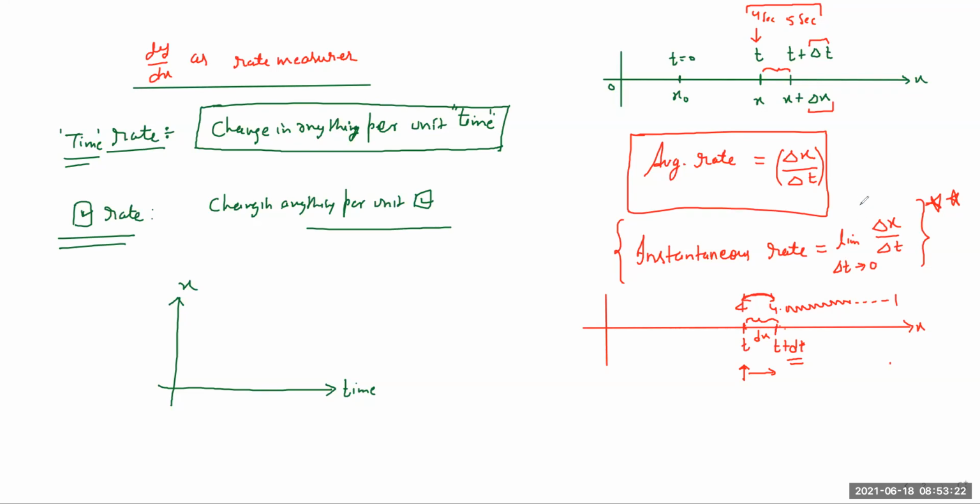So average means a big interval. Instantaneous means a small interval. And how small? As small as possible. The interval must be approaching zero. That is the limiting case, the right hand limit. If you remember the right hand limit, the left hand limit.